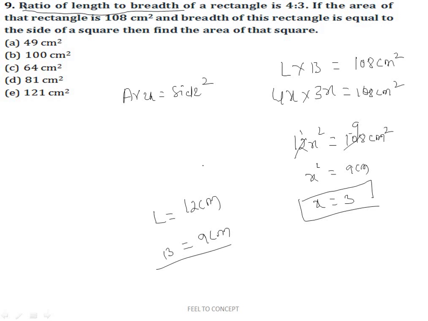We need to find out the area of the square. The breadth of this rectangle is equal to the side of the square. Breadth is 9 cm, so it should be equal to the side of the square. 9 square, 9 square is 81. This is the area of this square.